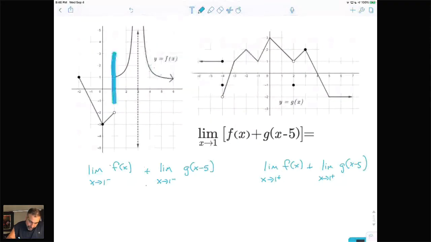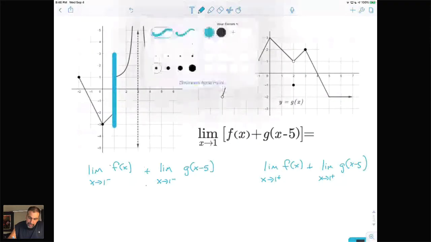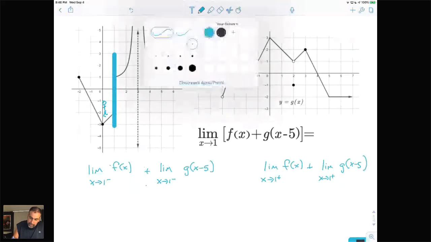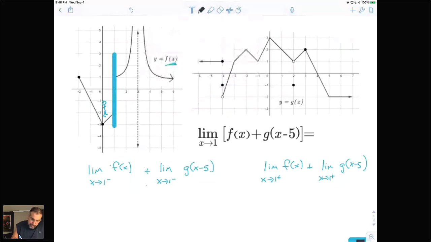I want to cover that up, and then I just want to ask, what is happening as we walk closer and closer to 1 from the left-hand side for f of x? Well, as he gets closer and closer, I think we can all agree that he is going to end up at this value right here. And so that's going to be -2.